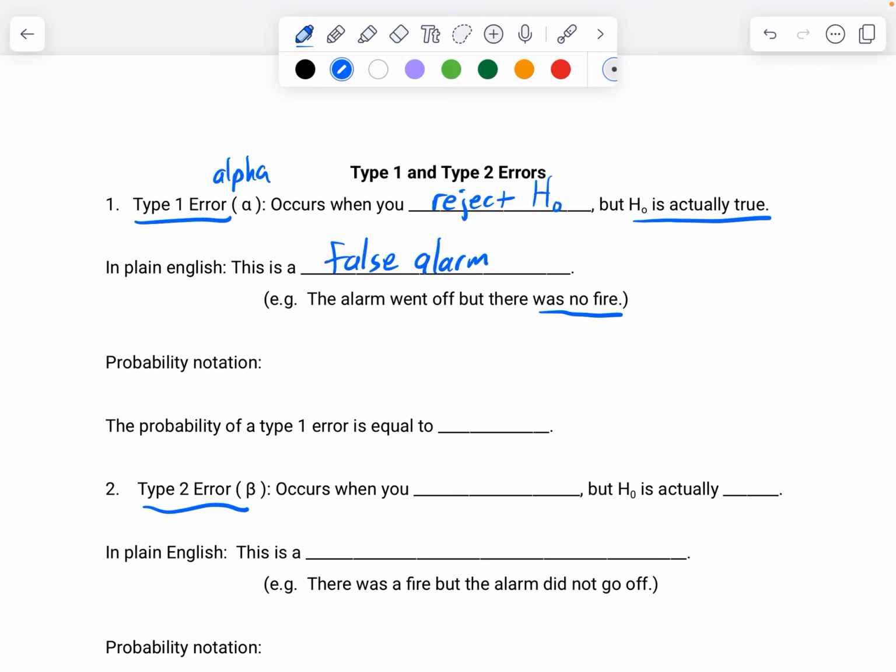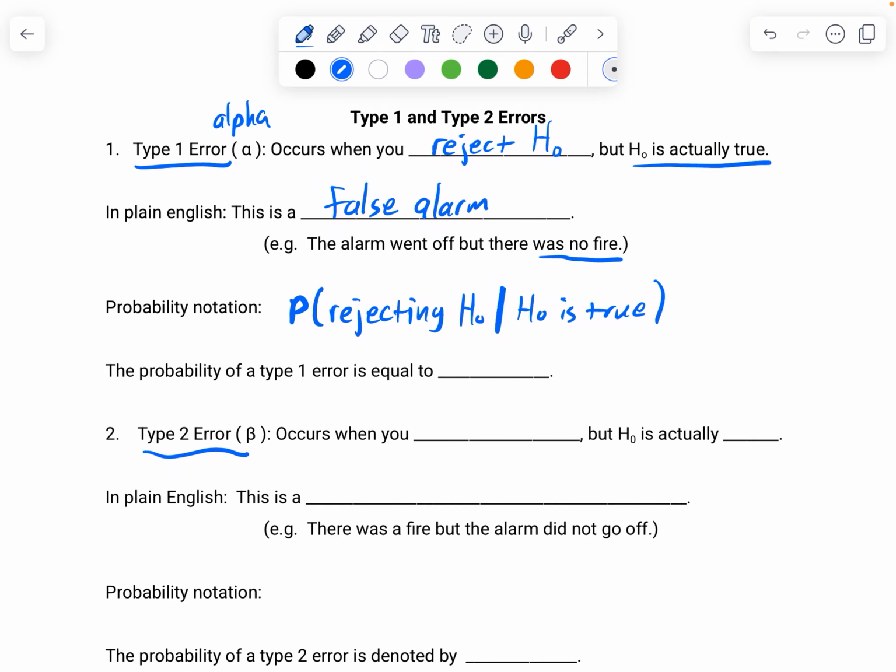He screams, "Everyone come, there's a wolf. I'm about to get attacked." But everyone runs out, but there's no wolf. In probability notation, this is the probability of rejecting H0 given H0 is actually true. That's not good. The probability of a type 1 error is actually just simple. It's just alpha.